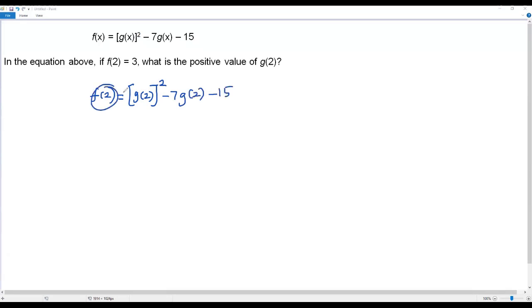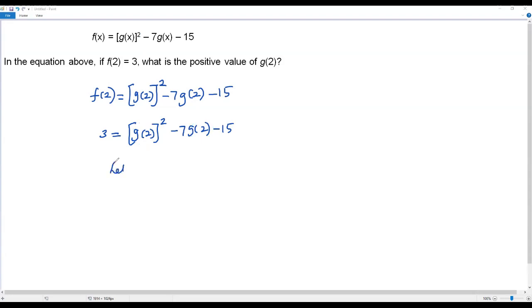Okay, we have the value for f of 2, that is 3. So we can plug in 3 for this f of 2. Then I'm getting 3 equals g of 2, the whole square, negative 7 times g of 2, negative 15. Our aim is to find the value of g of 2. Now, to make the solving process easier, I'm going to assign a new variable for this g of 2 over here and here.